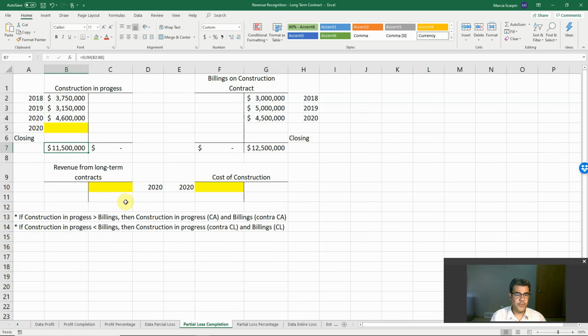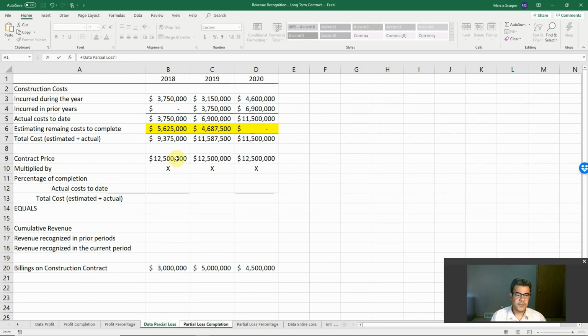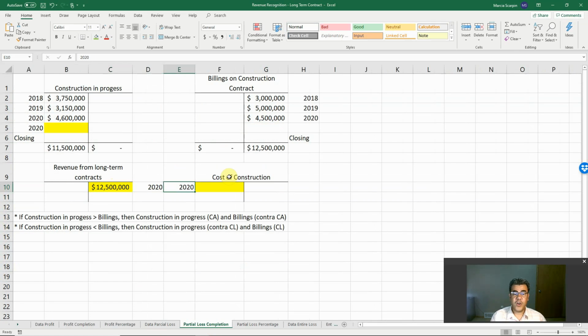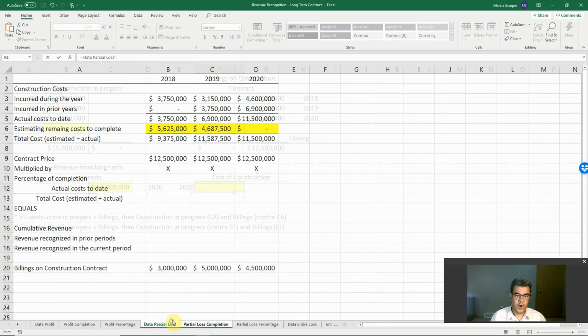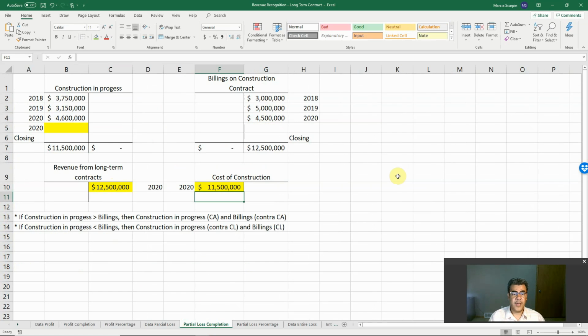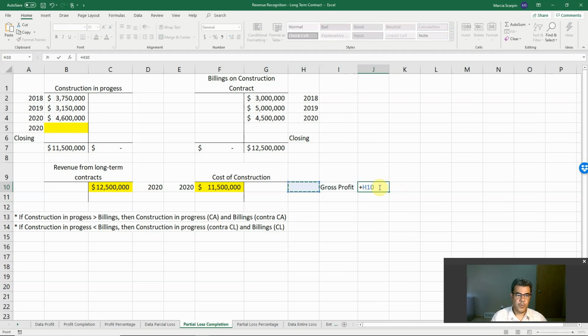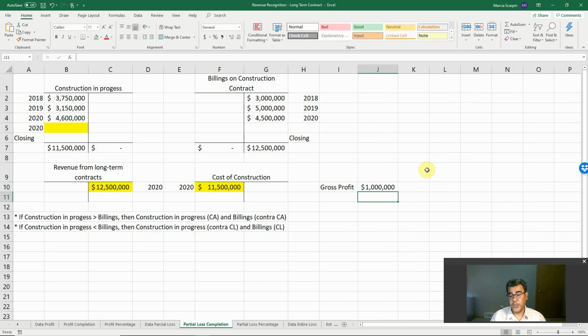And then how do we find the revenue? The revenue is our contract price, 12.5. The cost is the total cost here. Total cost 11.5. It is not balanced. We need a debit here. Or we also need the gross profit. And the gross profit will be revenue less the cost of construction. $1 million. We will match this number later.